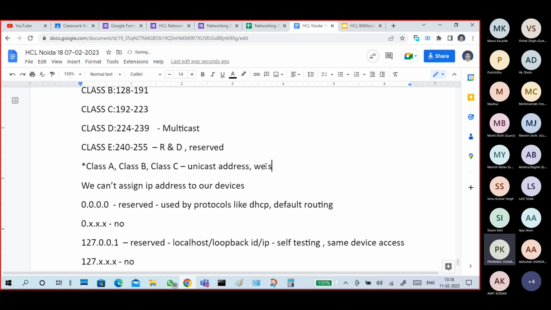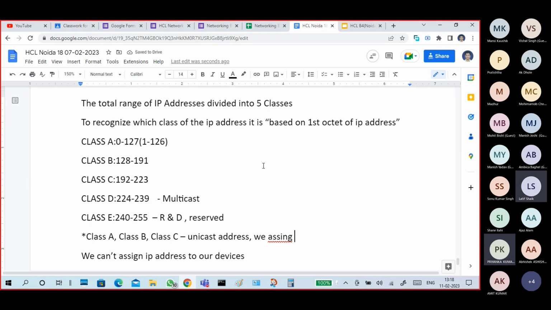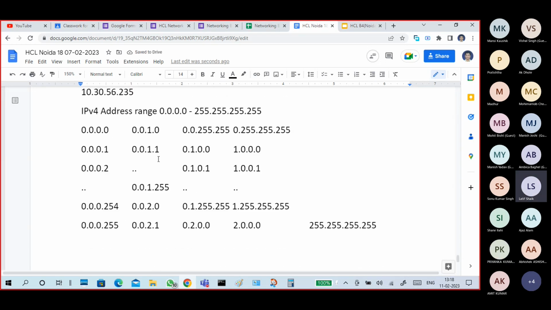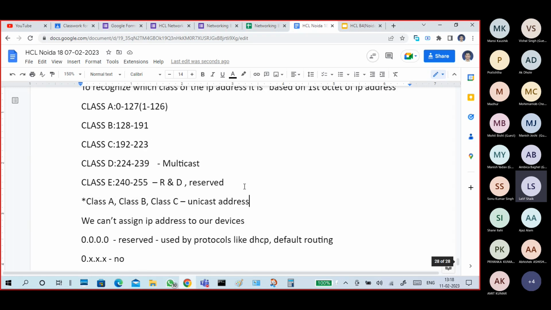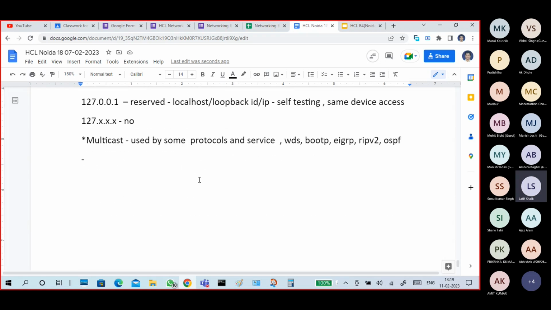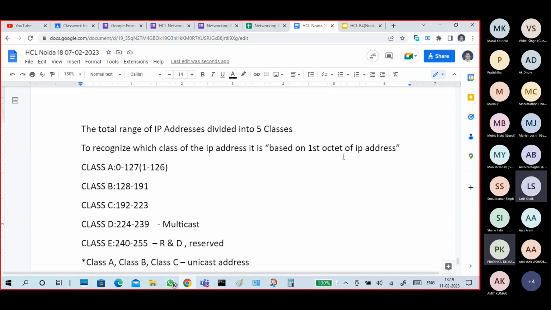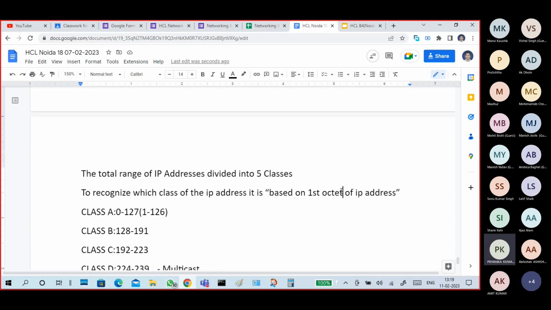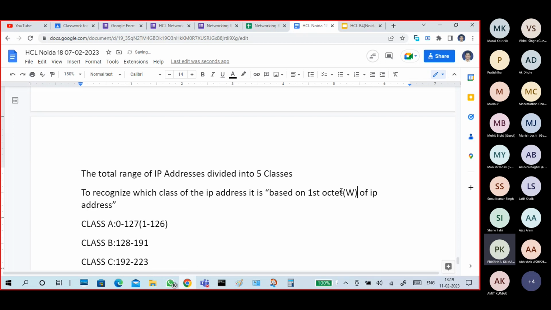So the range of each class is always fixed. Class B has 128 to 191. It is fixed. They divided the total IP addresses into 5 classes. That's it. And classes are recognized based on the range of the first octet. Sir, what is the basic difference between multicast and unicast?